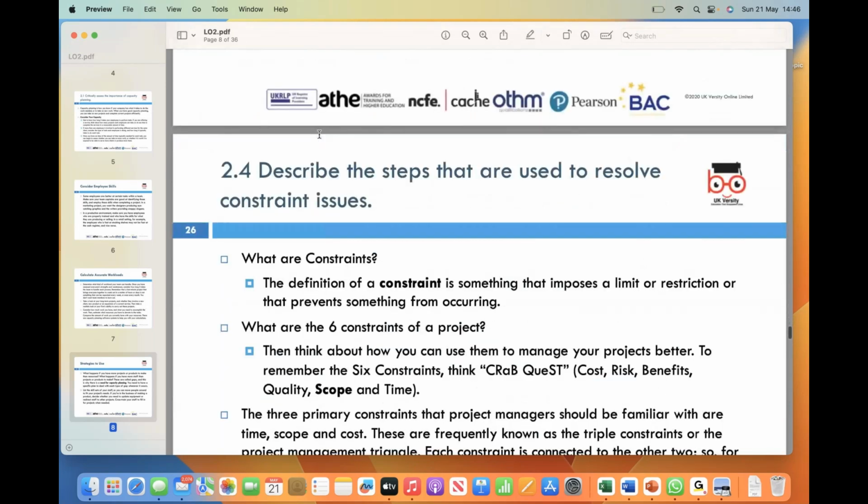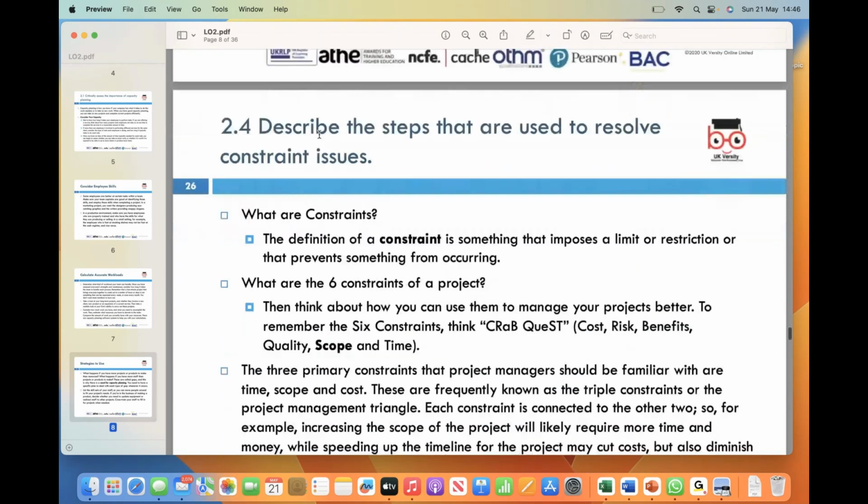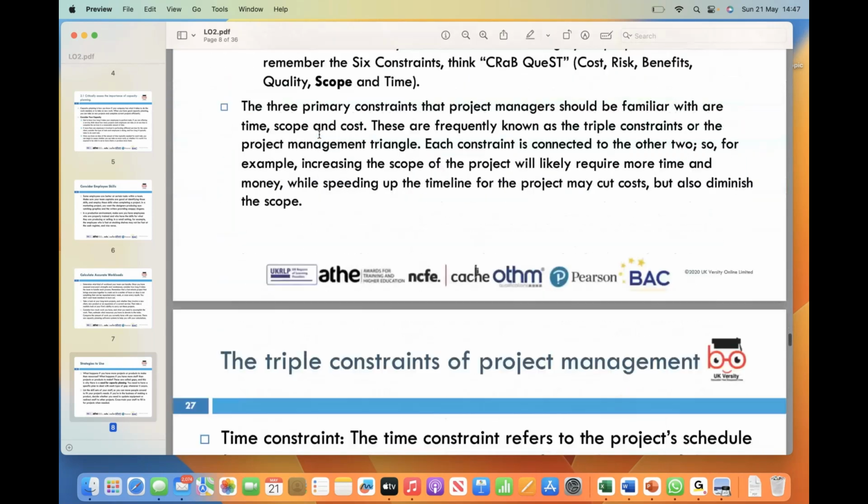Describe the steps that are used to resolve constraint issues. What are constraints? What exactly are constraints? Well, a constraint refers to limitations or restrictions that can hinder or prevent certain things from happening. In project management, we commonly deal with constraints which can help us better manage our projects. There are three main constraints, or the triple constraint of project management.